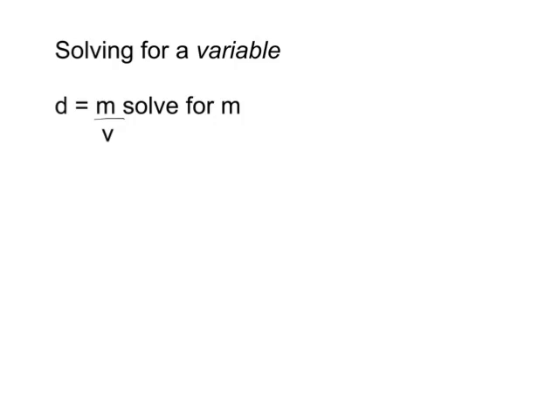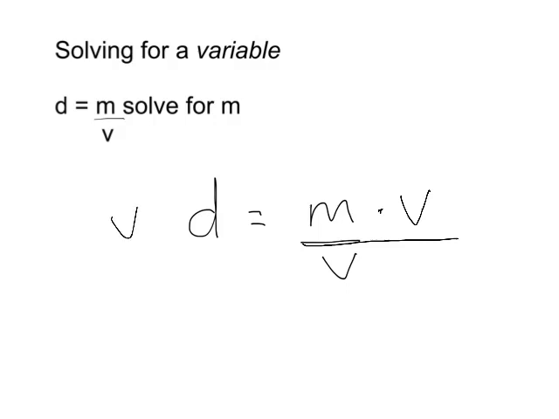So we're going to do a similar thing that we did to the last problem. I have density equals mass divided by volume. I need to isolate the mass, which means canceling out the volume on this side. And again, the operation is division, so I'm going to do the opposite. So I'm going to multiply both sides by V. V cancels, and if I clean it up, I get that, and the variable that I want is by itself.